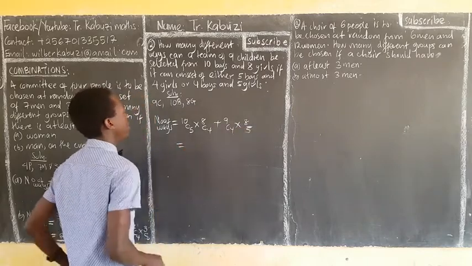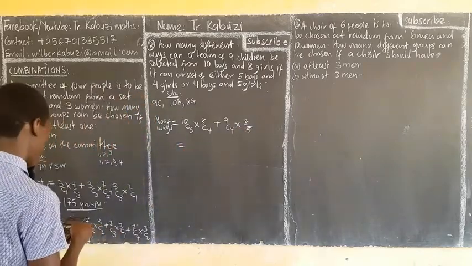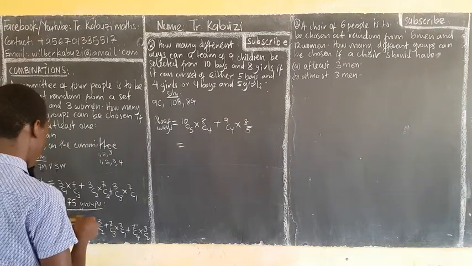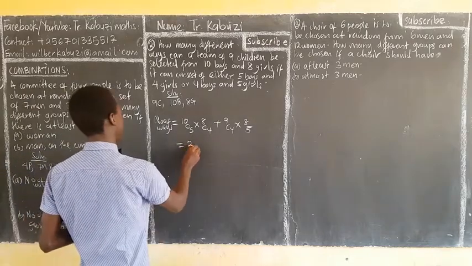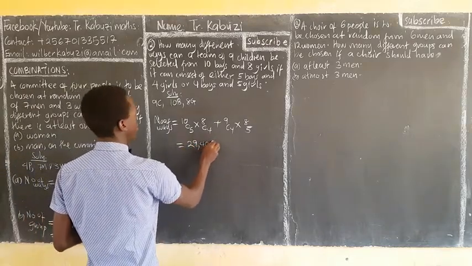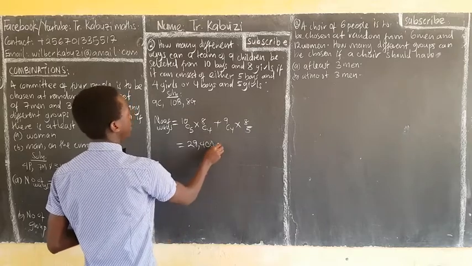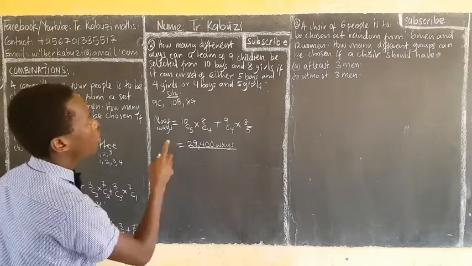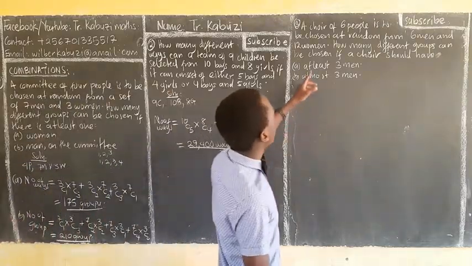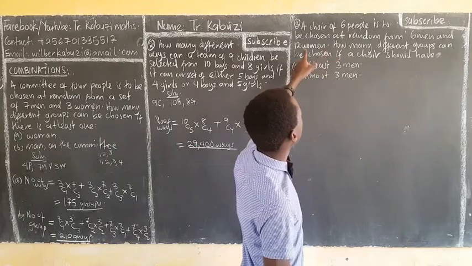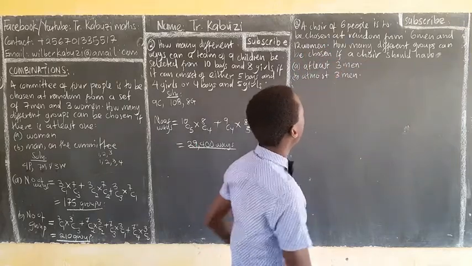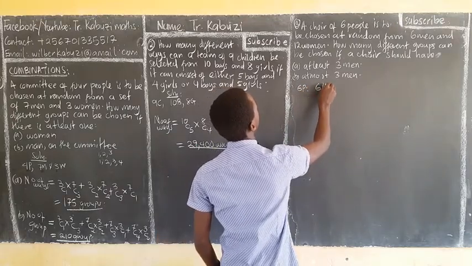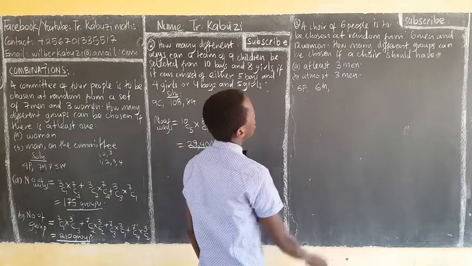And from there, you just press your calculator. The answer we have is 29,400 ways. So that's how you can choose that team. When I come to that one, they're telling me a choir of 6 people is to be chosen at random from 6 men and 12 women.